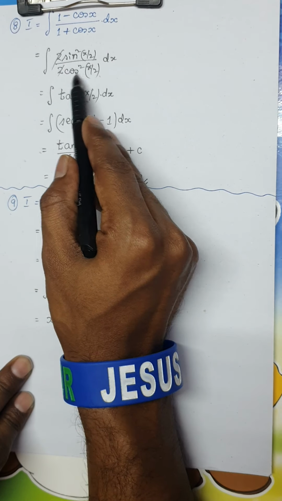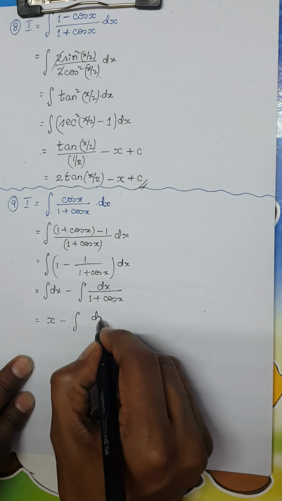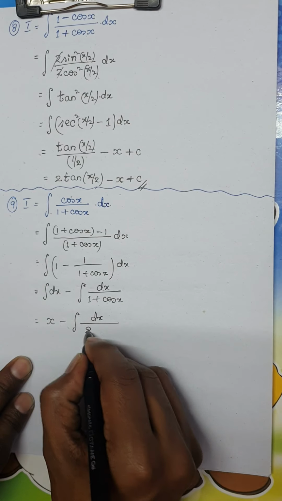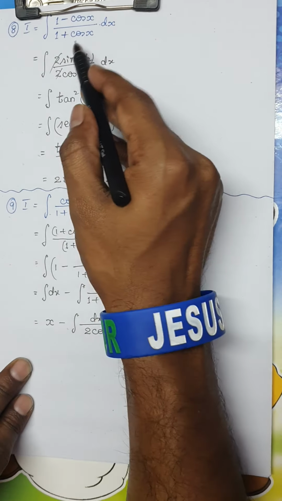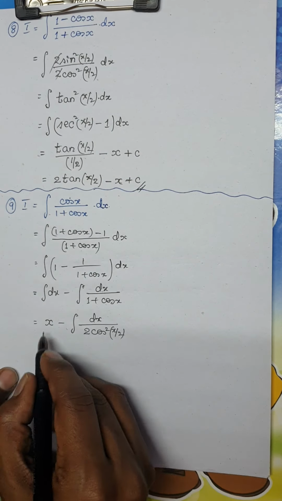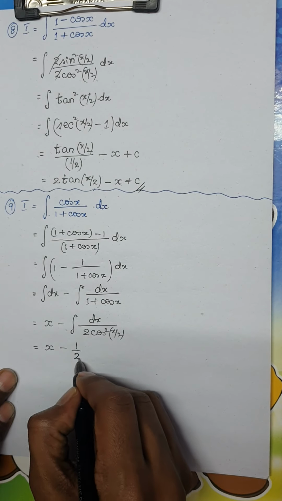I consider 2 cos square x by 2. In the same way, I am going to consider this as dx divided by 1 plus cos x, which can be written as 2 cos square x by 2. This is a standard result using half angles, which are submultiple angles. This is nothing but x. Let me keep this constant 1 by 2 outside.